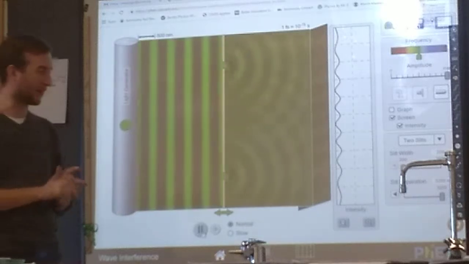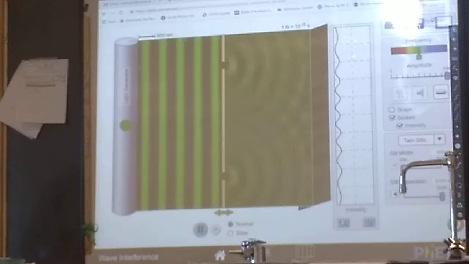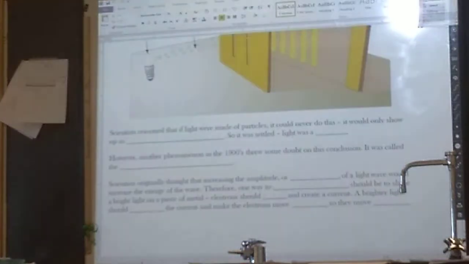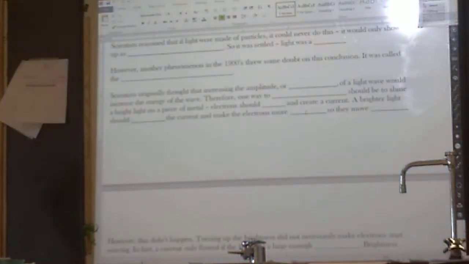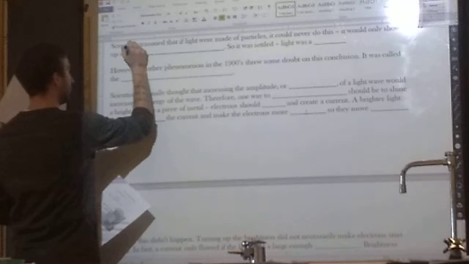It was theorized based on this, that light must be made out of waves. Waves must be the composition of light. It must be a wave-based phenomenon. Scientists reason that if light were made of particles, it could never do this. It would only show up as 2 bright fringes.